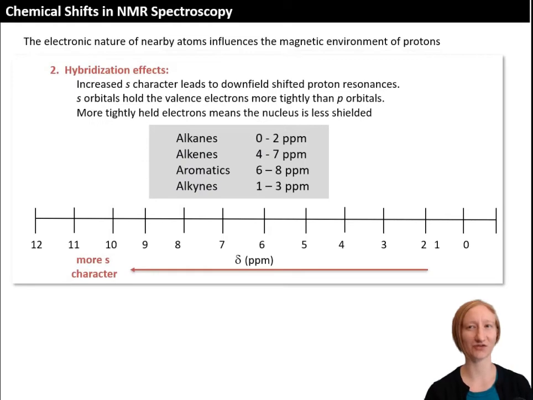The second structural feature that influences chemical shift is hybridization. As the s character of the carbon that a proton is attached to increases, the chemical shift of the proton increases. It becomes shifted downfield. And that's because those protons become de-shielded. If we think about the shapes of s and p orbitals, s orbitals are held closer to the nucleus. They hold the valence electrons more tightly than p orbitals. And when those electrons are held more tightly, the adjacent protons can feel more of the applied magnetic field.